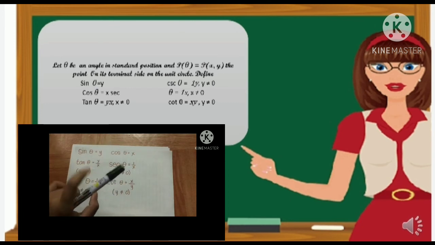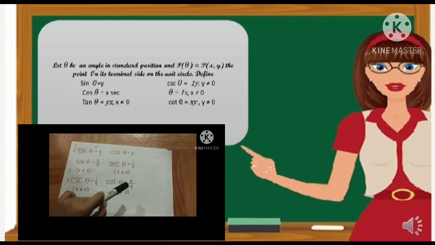Finally, we have cotangent of theta. This is similar to tangent, but it is x over y instead of y over x. Again, note that y should not be equal to 0.